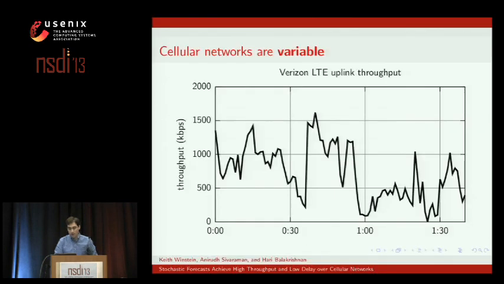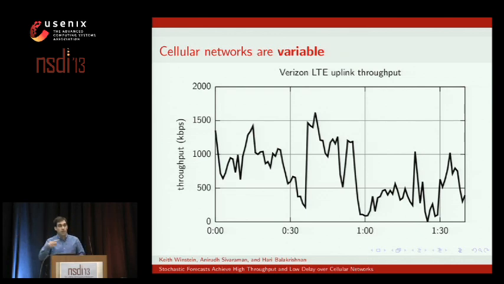Cellular networks have become a way that the majority of the world probably accesses the internet. But what's not necessarily realized is that cellular networks differ in many ways from the sort of traditional internet that we grew up on. And these differences cause problems for protocols and applications. One of these differences is that cellular networks are very variable in the link speed that they expose to applications. This is a recording we took in Boston.